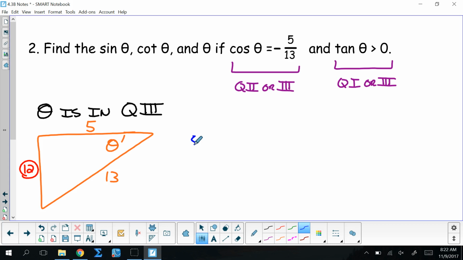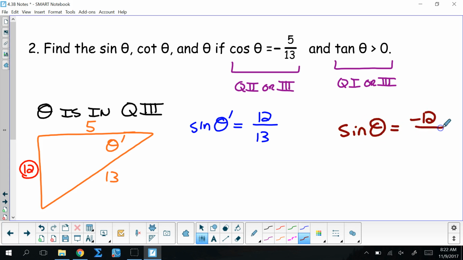That's blue. So the sine of theta prime, my reference angle, is going to be 12 over 13. Agree with me on that? But in quadrant 3, sine is negative. So the sine of theta is negative 12 thirteenths.